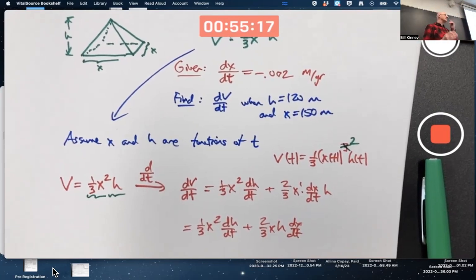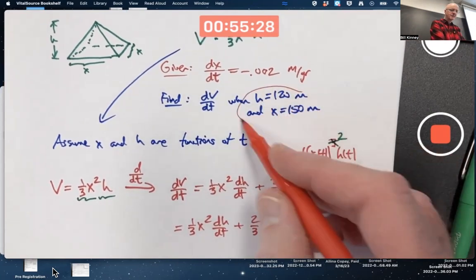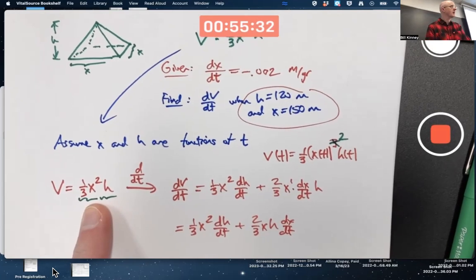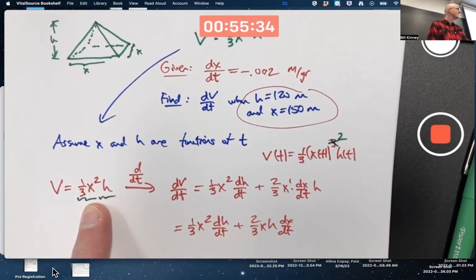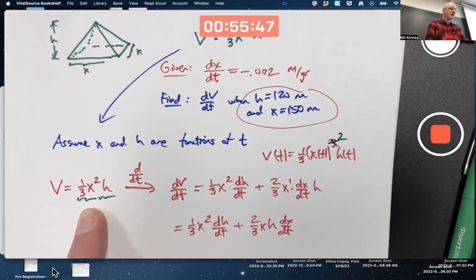You want to do all your differentiation in these problems before you plug in any numbers. That's very important. It's a common mistake when people do these kinds of problems. They see these conditions up here and say, oh, I guess I need to plug in h equals 120 and x is 150 right away. No, don't do that. Then you get a constant volume that wouldn't change over time, and that's wrong. It is changing. Differentiate first before you plug in any numbers.